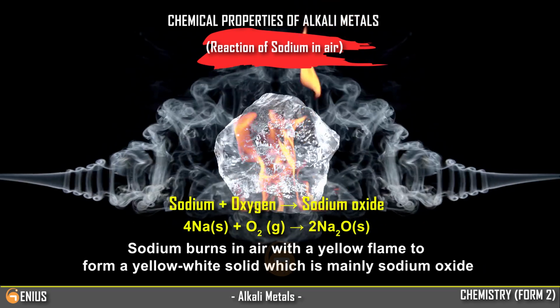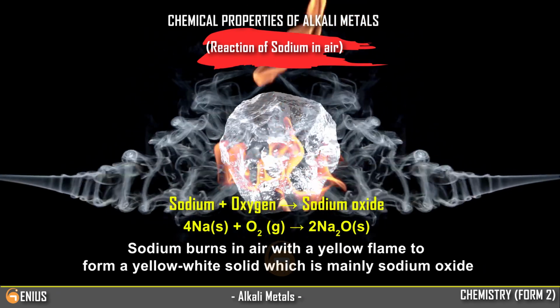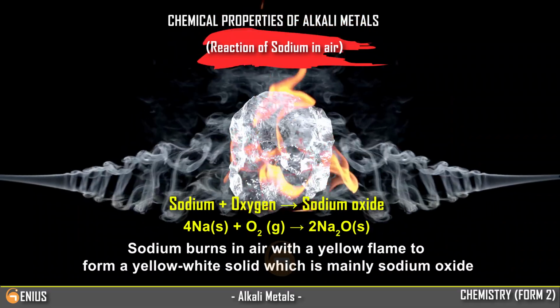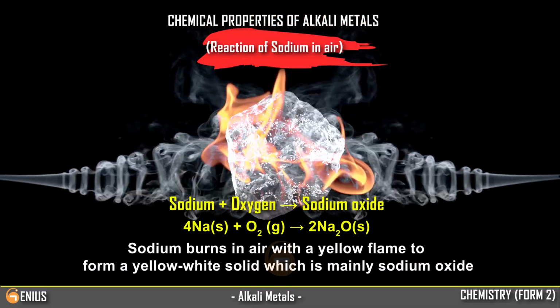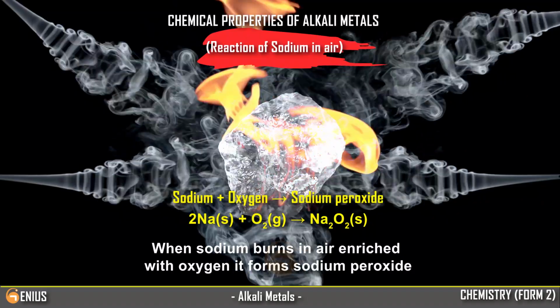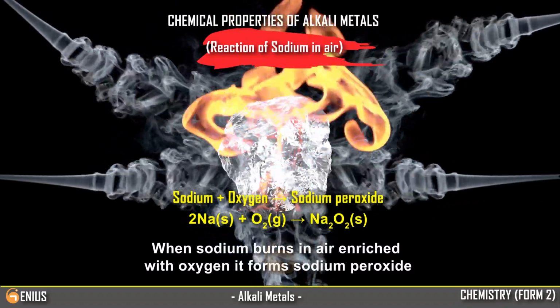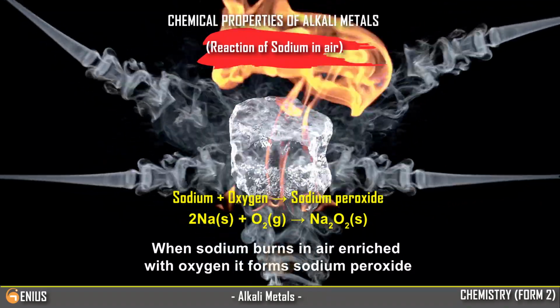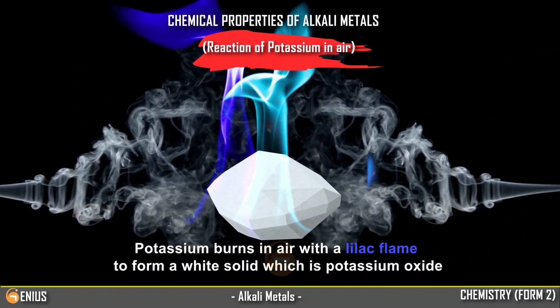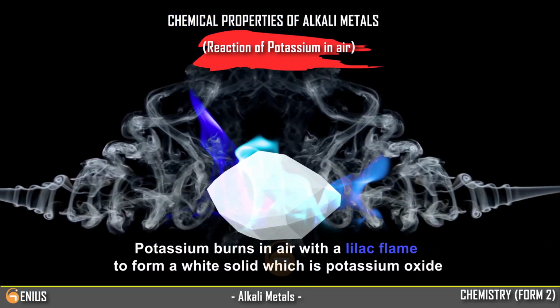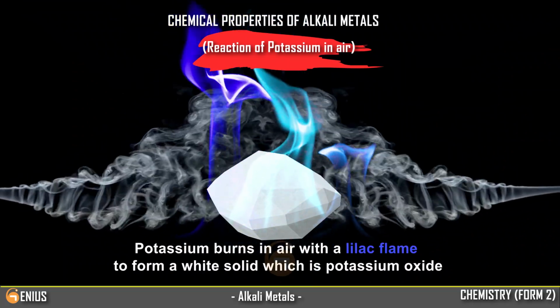Sodium burns in air with a yellow flame to form a yellow-white solid, which is mainly sodium oxide. When sodium burns in air enriched with oxygen, it forms sodium peroxide. Potassium burns in air with a lilac flame to form a white solid, which is potassium oxide.